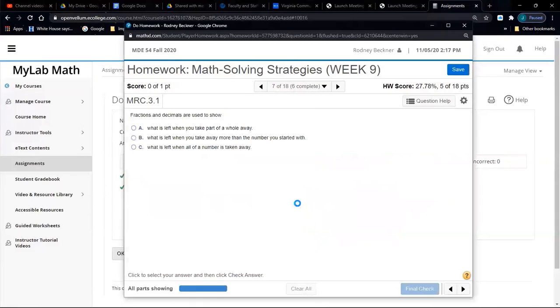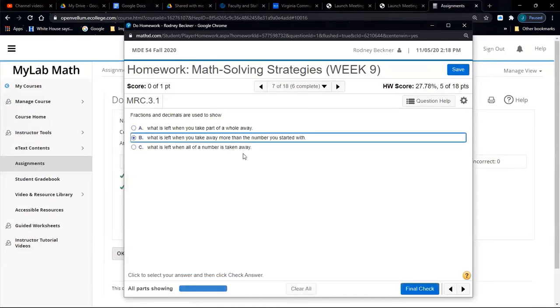Fractions and decimals are used to show what is left when you take part of a whole away, what is left when you take away more than the number you started with, what is left when all of a number is taken away. If you take away more than the number you started with, that can't be just a part, that's more than the whole, so B's out.